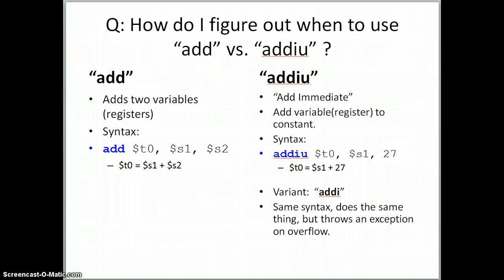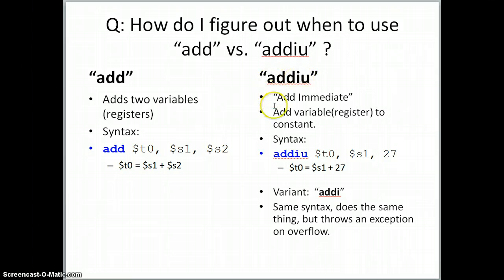And the big distinction comes down to that add adds two variables or registers. So if you're not adding a constant or add immediate, you want to use add. So the syntax for add, again, is add the destination register and two source registers. And what this does is it adds the two source registers together and stores the value in the destination register.